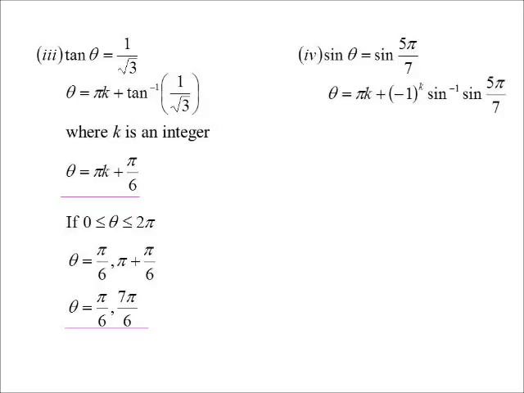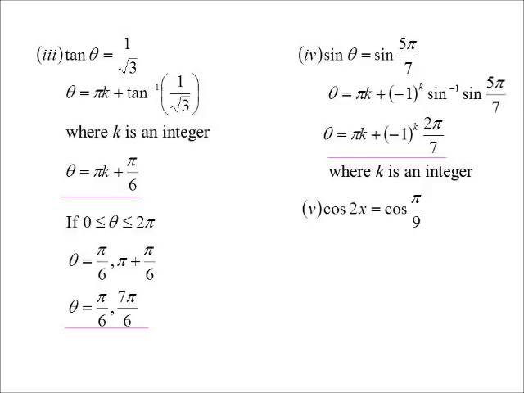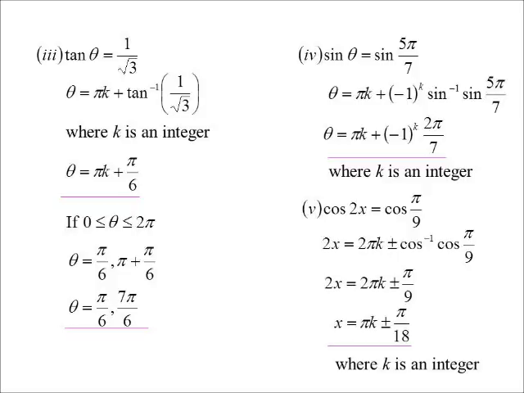Pi k plus minus 1 to the power of k, the inverse sine of sine 5 pi on 7. What is the inverse sine of sine 5 pi on 7? 2 pi on 7. Thus, getting our solution. So, inverse cos 2x equals 2 pi k plus or minus inverse cos pi on 9. Divide both sides by 2.